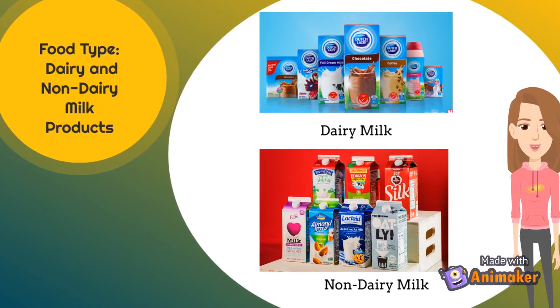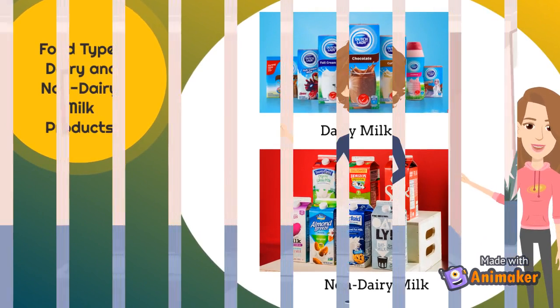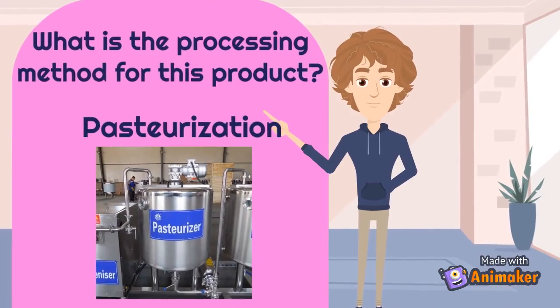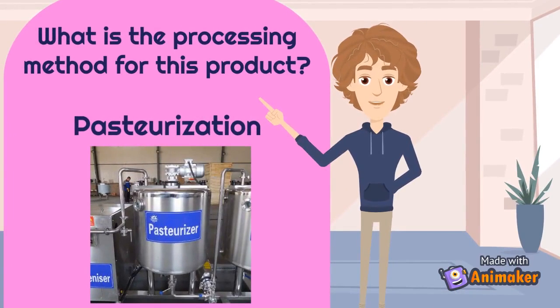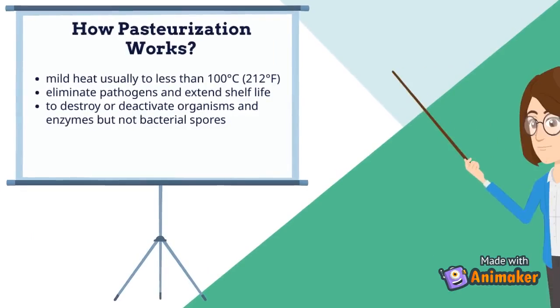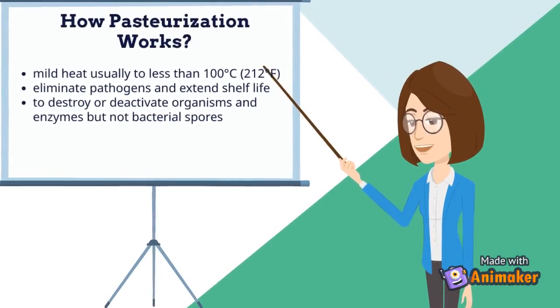So for the next food type, we are choosing dairy and non-dairy milk products. The processing method for this food product is by using pasteurization method. Pasteurization is a process in food such as milk and fruit juice. It is treated with mild heat usually to less than 100 degrees Celsius to eliminate pathogen and extend shelf life. The process is intended to destroy or deactivate organisms and enzymes that contribute to spoilage or risk of disease, including vegetative bacteria, but not bacterial spores.